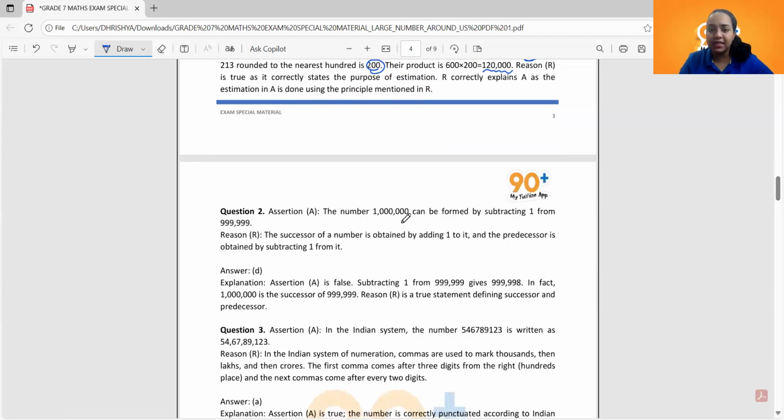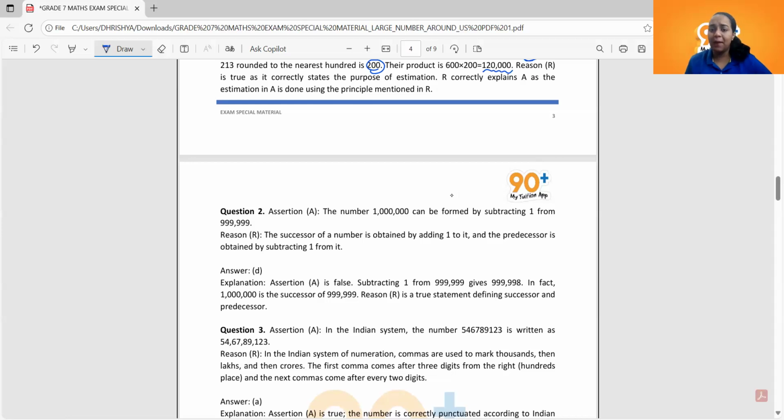Here the assertion is: the number can be formed by subtracting 1 from the number. Okay, which is the number here? 1 million, right? 1 followed by 6 zeros. And the reason is: the successor of a number is obtained by adding 1 to it, and the predecessor is obtained by subtracting 1 from it. Okay. What is the assertion?